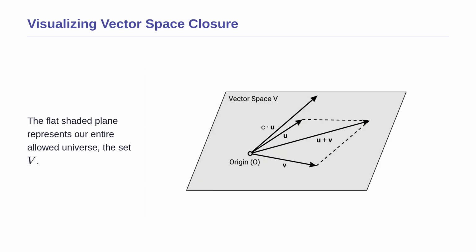Similarly, when we stretch the arrow u by a scalar c to make it longer, it remains trapped on that same flat surface. This diagram perfectly captures what we mean by closure. The operations keep us safely inside the boundaries.